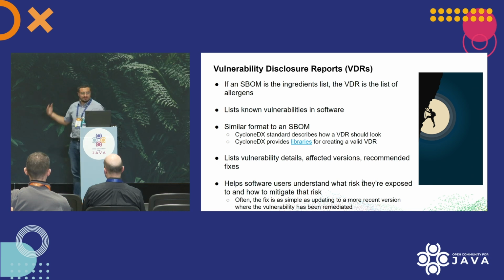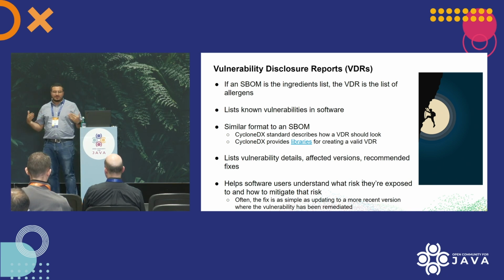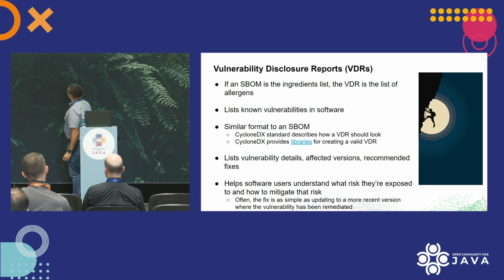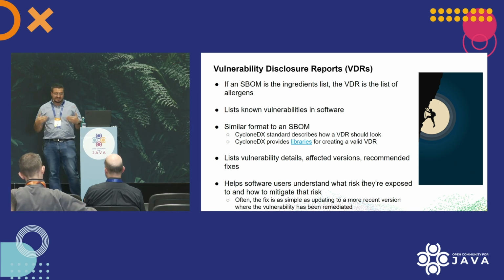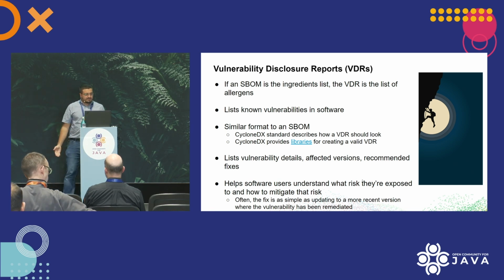So it lists the known vulnerabilities in the software. It's basically a similar format. You use the SBOM library. CycloneDX is great. They not only provide the standards for the format, they provide libraries. We use the Python library to generate the VDR. And it lists the vulnerability details, the affected versions, and the recommended fixes. And it basically helps software users understand what risk they're exposed to and how to mitigate that risk.